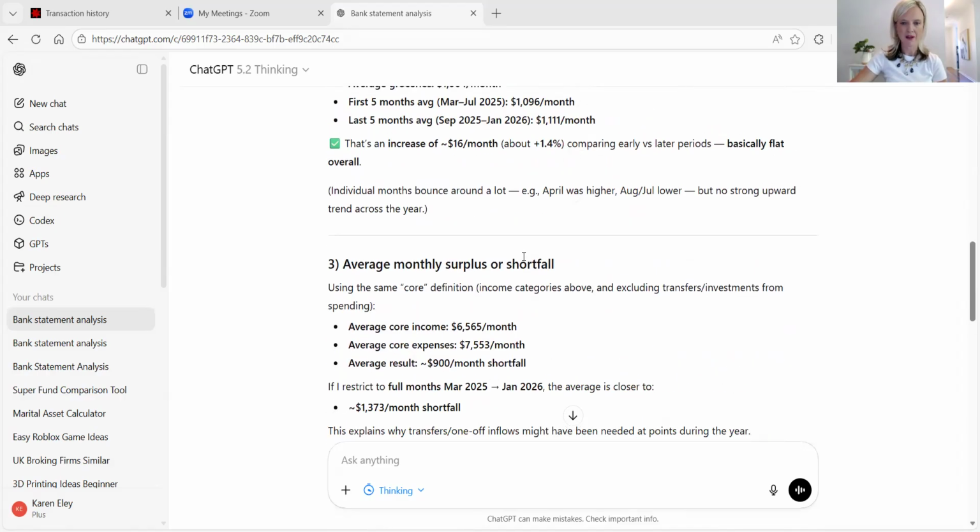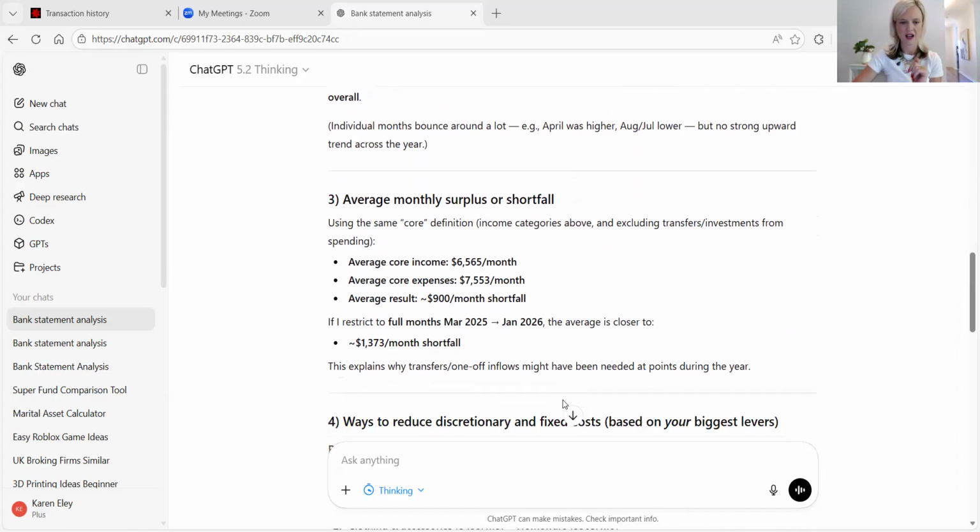My average monthly shortfall or surplus. So this is really good, again, to plan. Mine's obviously distorted. I should have taken this out, the whole vet bill. So it's coming up with a shortfall, but it's not actually the case.